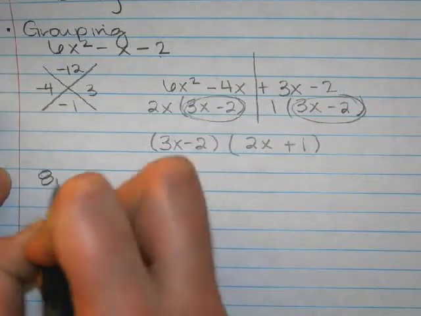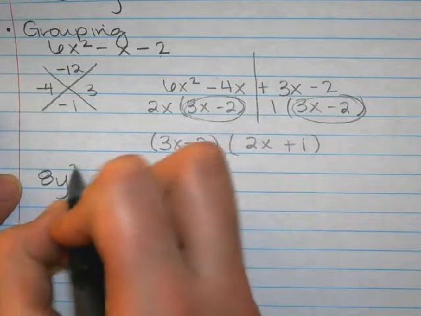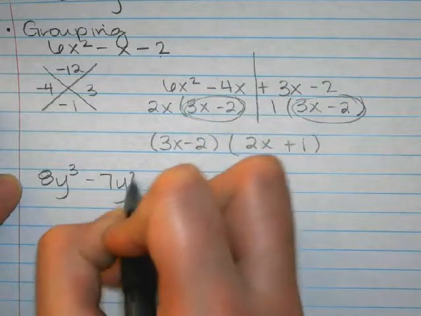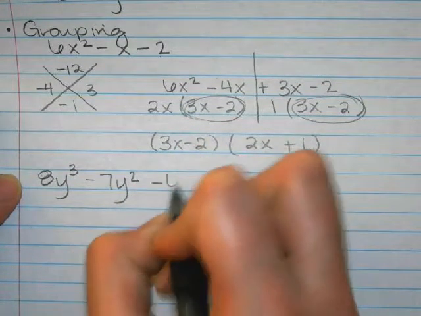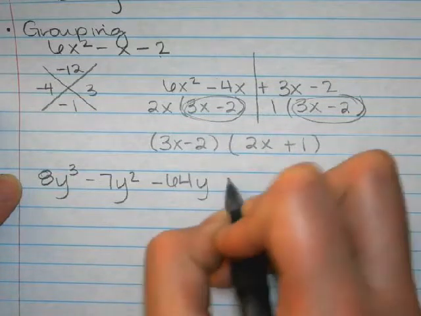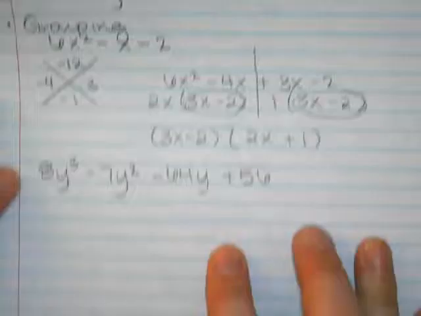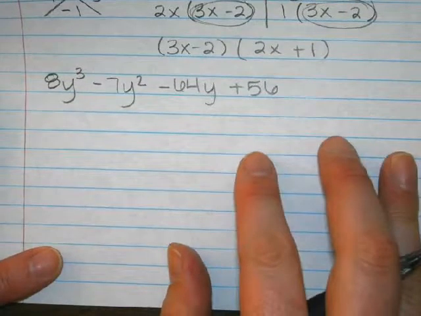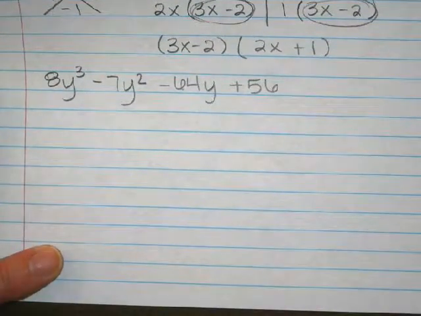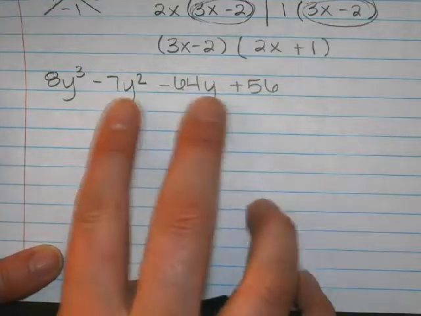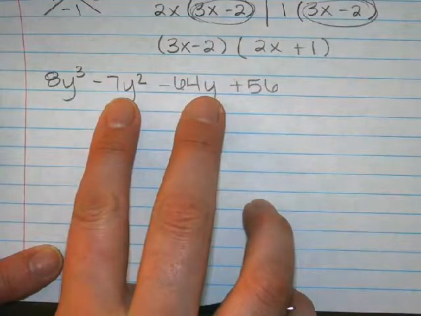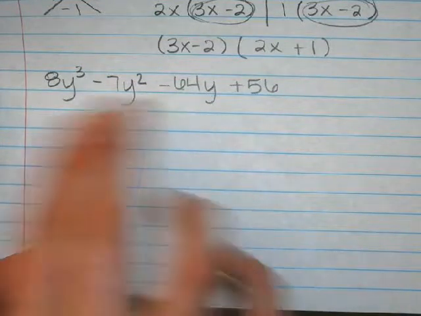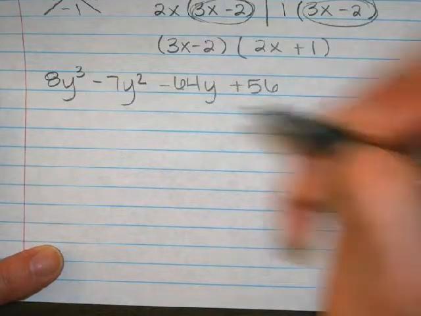So if we have a problem like 8y to the 3rd minus 7y squared minus 64y plus 56, this problem, it wouldn't matter if you hate grouping. You have to do it because there's no other way. Okay, so notice here those middle 2 terms, they're not like terms. You can't combine them and make it into 3. It really is 4.